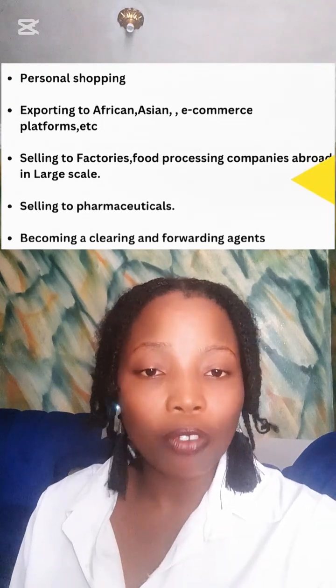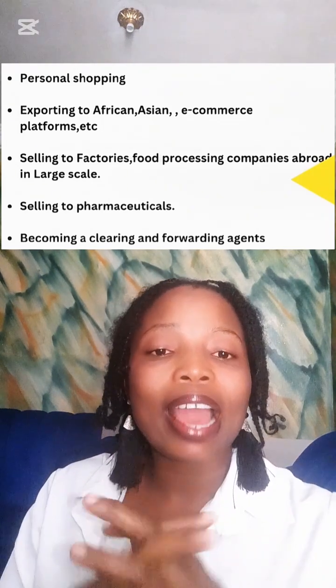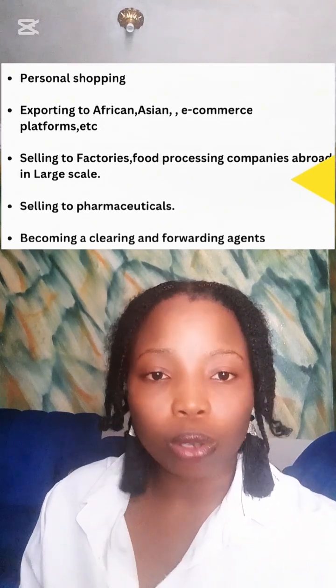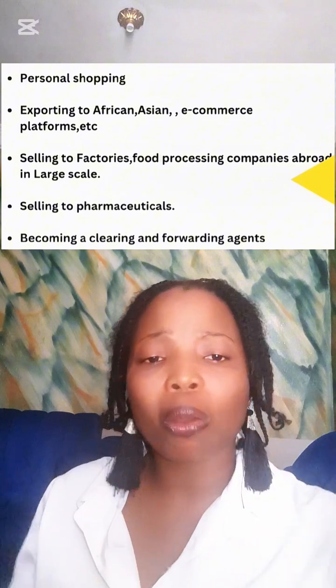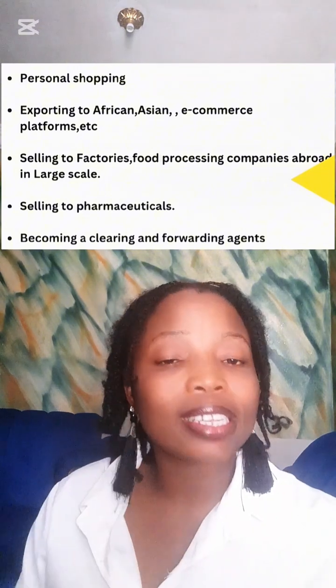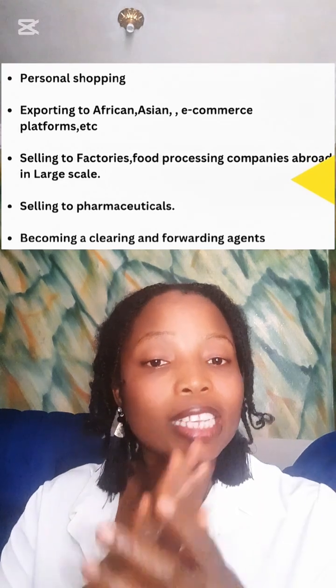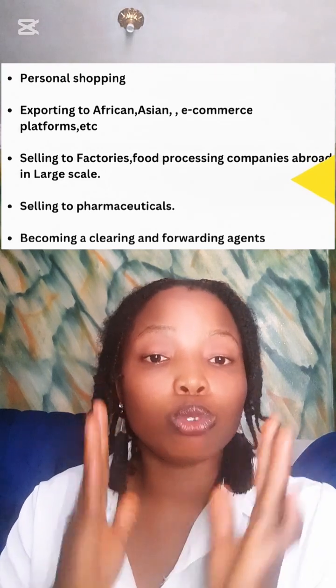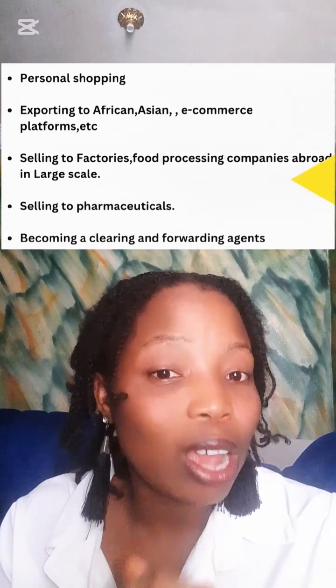And the third way of earning is selling to factories, to food processing companies abroad, and so on. This is for large export. You send to pharmaceutical companies, to food processing companies in tons. You send to them in containers. So in this export, you need your full documents in order for you to start exporting in large quantity.